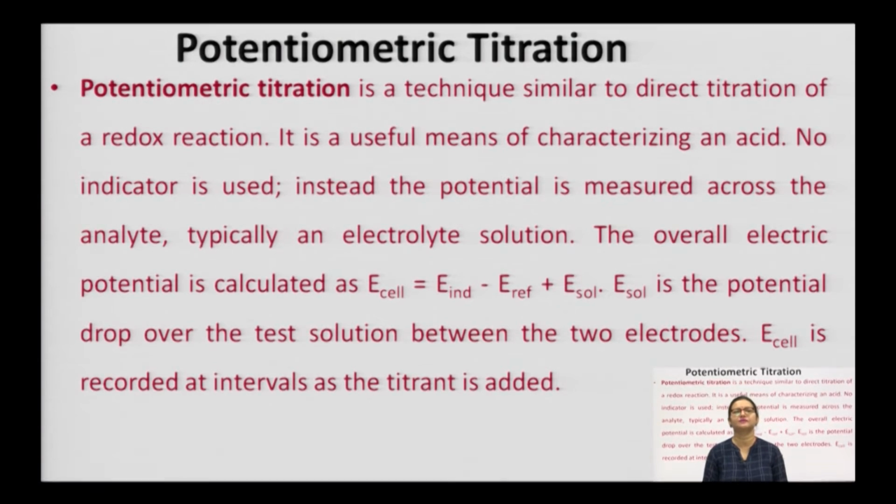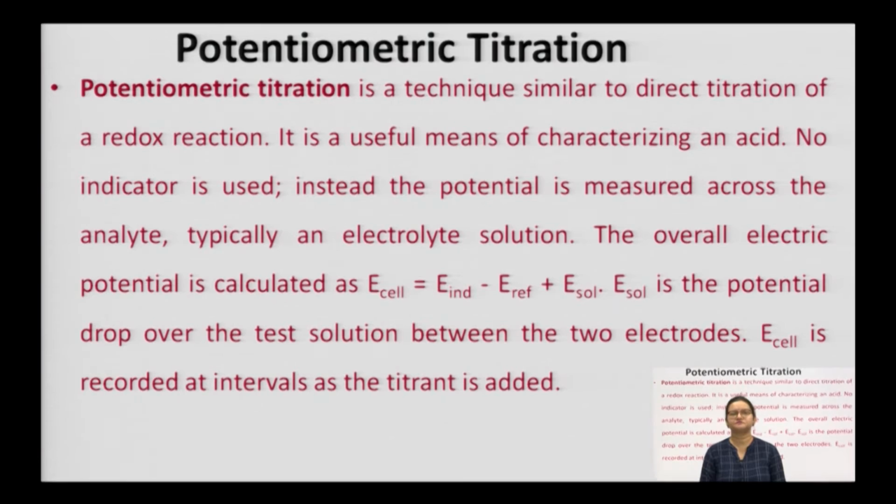E solution is the potential drop over the test solution, or the test solution is the analytical solution, the solution of the analyte which is to be determined. Okay. Our potentiometer measures the potential difference between the reference electrode and indicator electrode which are dipped into the test solution or analytical solution. Analytical solution is the solution of the analyte which is to be determined.